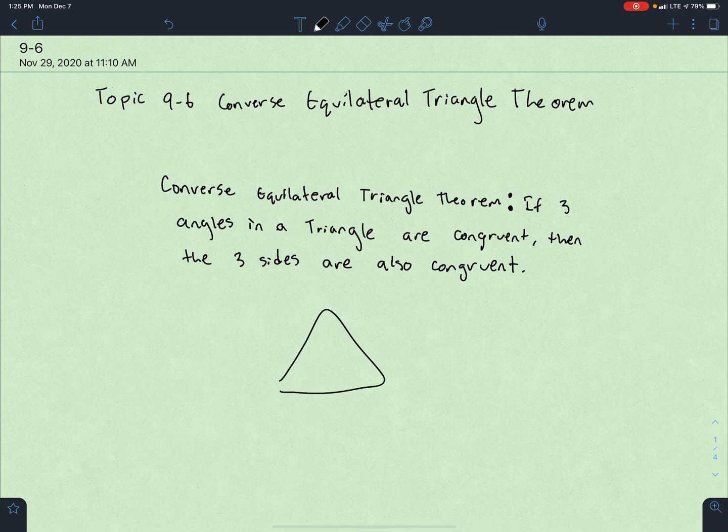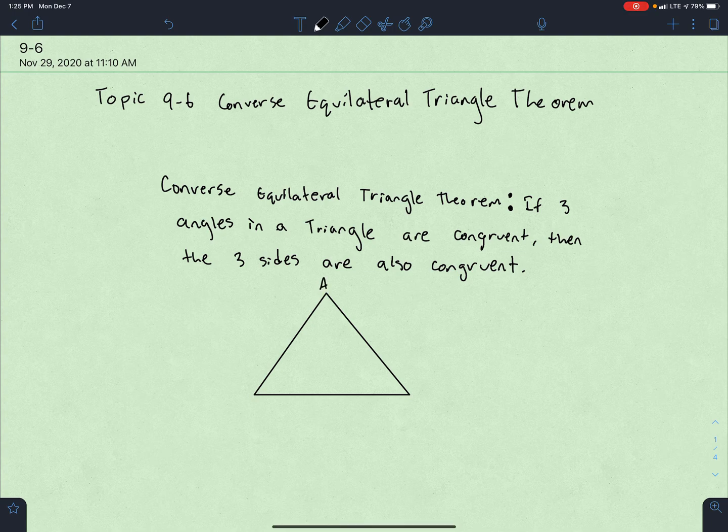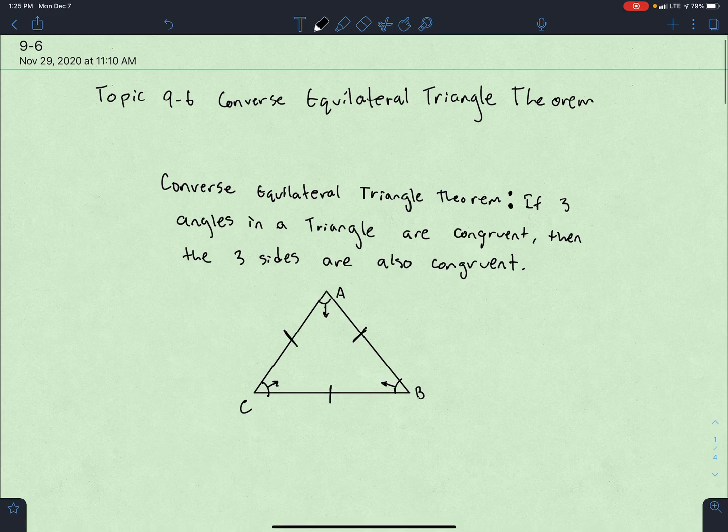So for example, if I was going to make this into a picture and we had triangle ABC, and we knew that all three of these angles were the same, then if we draw an arrow to every side of the angles that are the same, the sides are the same. So these three sides are the same. If angle A is congruent to angle B, which is congruent to angle C, then AC is congruent to BC, which is congruent to AB.